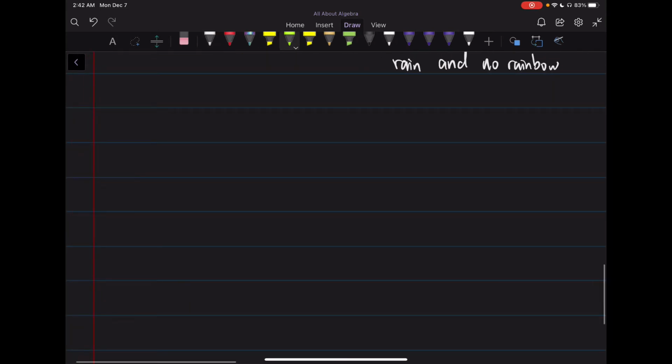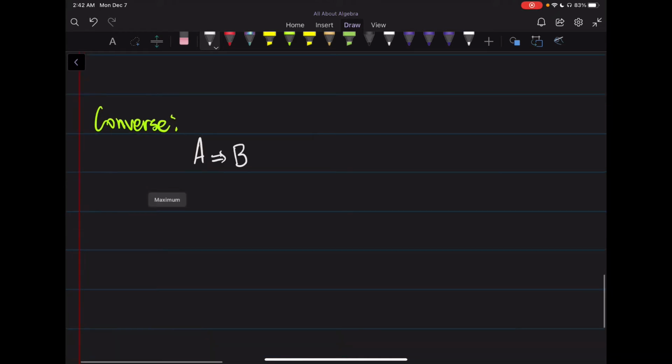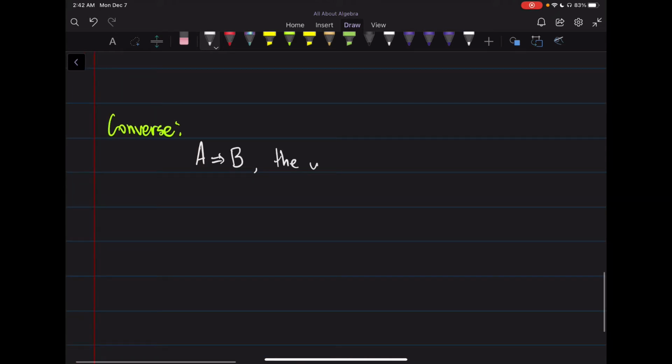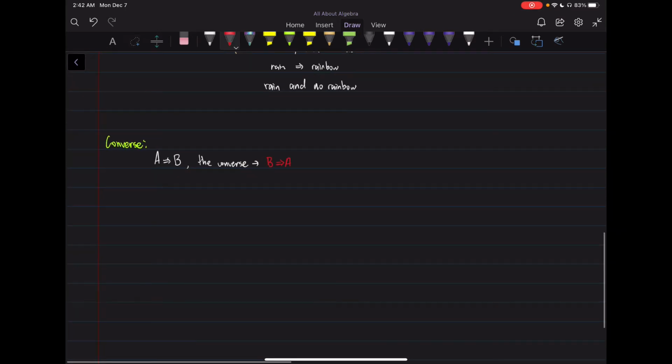Now we'll talk about the converse. The converse of an implication. Again, if we have a statement where A and B are statements and A implies B, the converse is just B implies A, right? This one's not that hard to understand. It's just a very basic statement. It's just saying that you reverse the statement's positions, right?